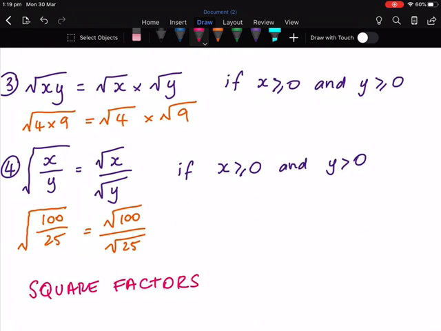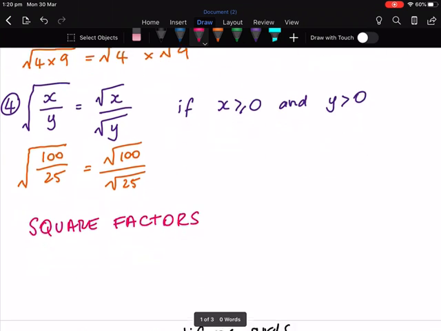All right, rule number 4 is that the square root of x divided by y is the same as the square root of x divided by the square root of y. Now this is if x is greater than or equal to 0 and if y is greater than 0. That is because you cannot divide a number by 0. So the y on the bottom here, the denominator, has to be greater than 0. Otherwise it's an undefined calculation.